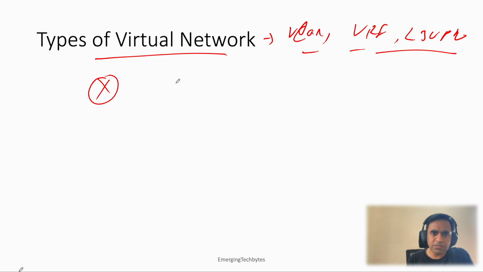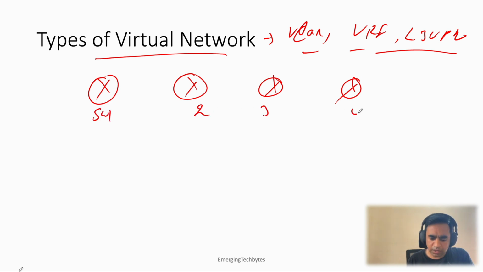You have, let's say, a series of switches. I'm taking 4 switches here, SW1, 2, 3, and 4. If I want to carry or configure something in terms of VLAN, what I will do is configure that VLAN, let's say it is VLAN 10 here. Then I will configure that here as well. We'll configure that here as well.